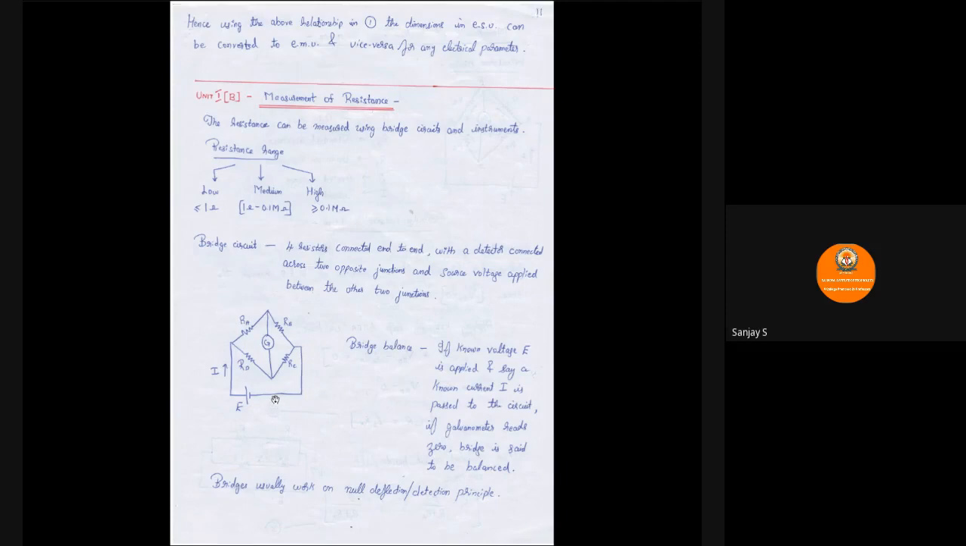And the bridge circuits that we are going to use for measurement of resistance are basically DC bridge circuits, because the source voltage is always DC.